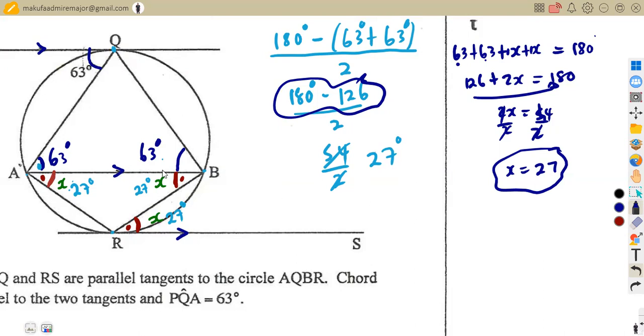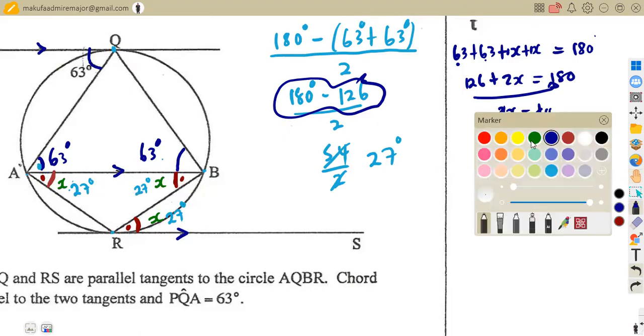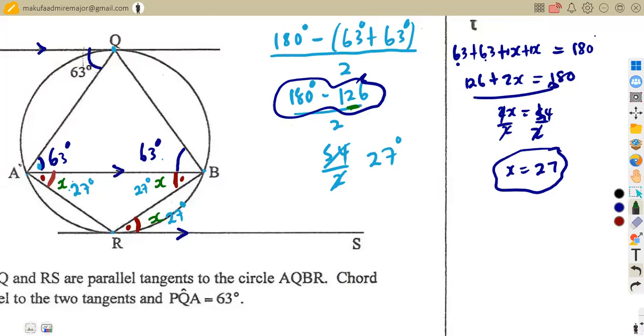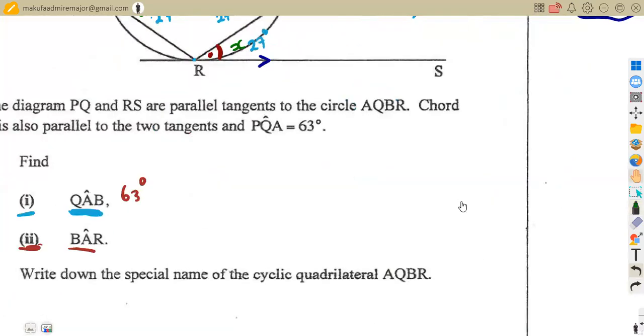So by forming an equation, or by just understanding that these opposite angles, the whole of A and the whole of B, are supposed to give us 180, opposite angles of a cyclic quad, and by subtracting the ones that we are given, these two that are remaining are equal. That is why we have to divide by 2 in this case, like what we did here. All right, so that was the idea.